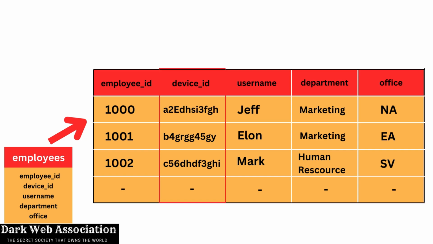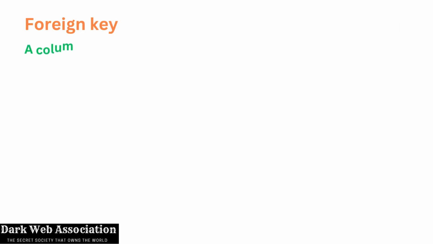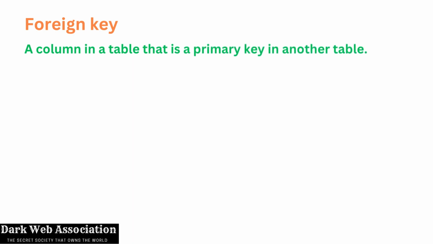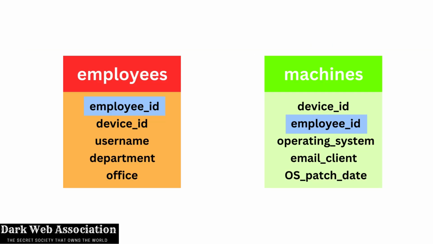The second type of key is a foreign key. The foreign key is a column in a table that is a primary key in another table. Foreign keys, unlike primary keys, can have empty values and duplicates. The foreign key allows us to connect two tables together. In our example, we can look at the employee_ID column in the machines table. We previously identified this as a primary key in the employees table, so we can use this to connect every machine to their corresponding employee. It's also important to know that a table can only have one primary key, but multiple foreign keys.